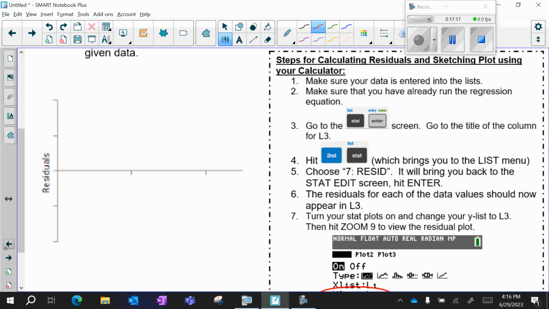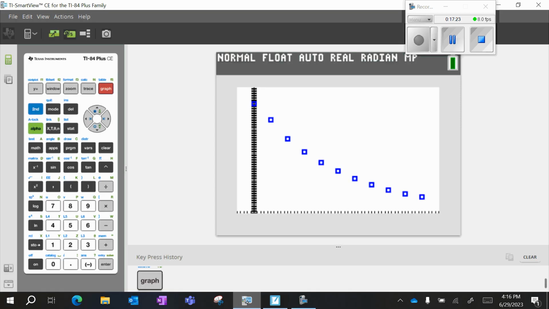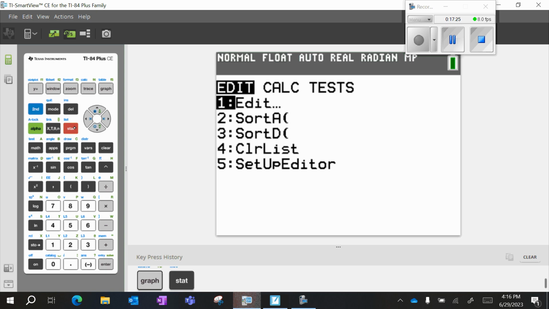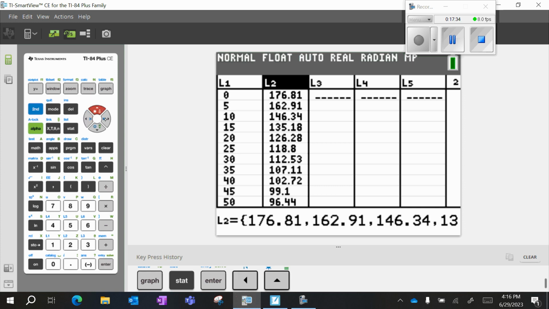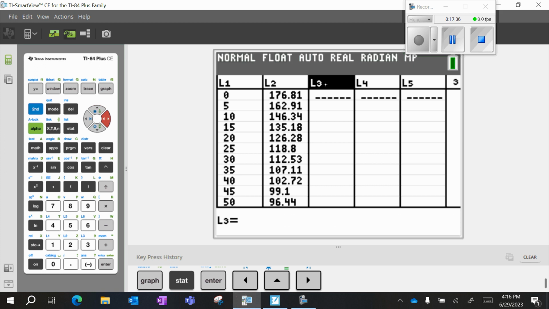So here are all of your steps. I'm going to run through it with you, but they are here if you need them. So I'm going to go back to my calculator. I'm going to go back to the stat edit screen and I'm going to leave L1 and L2. I don't want to change that. I want to work with L3. So I'm going to scroll up to the L3 heading, that column. See how it's highlighted here?